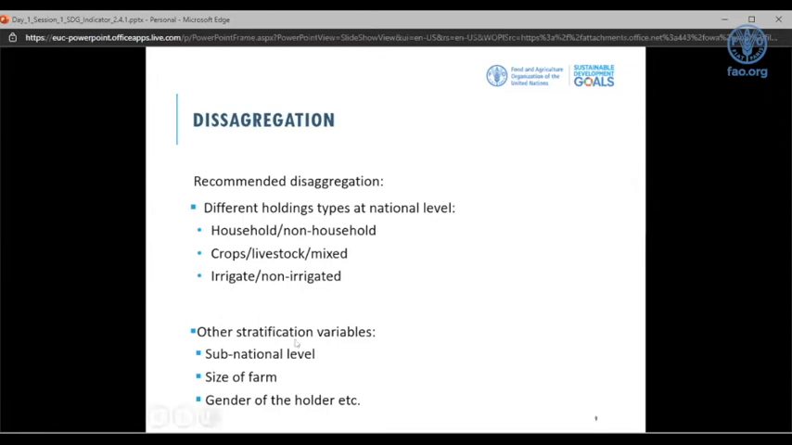Other stratification variables that the country may want to consider for national policy making is that they can replicate the indicator at different administrative levels. They can disaggregate the results by size of farms, and they can also build in gender disaggregation of the indicator within their sample size for them to have gender disaggregated results.